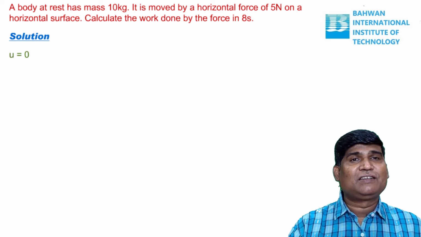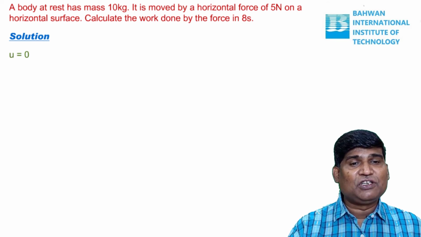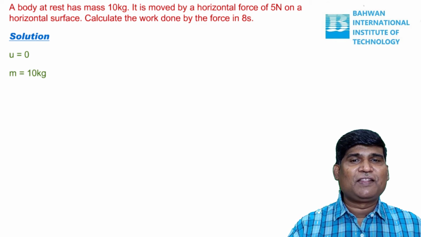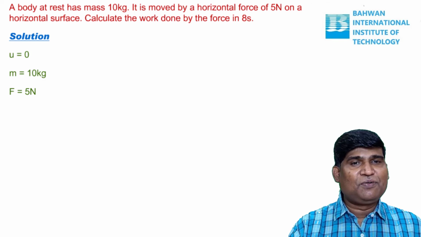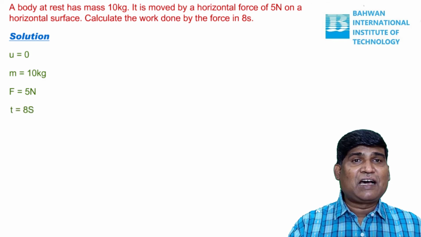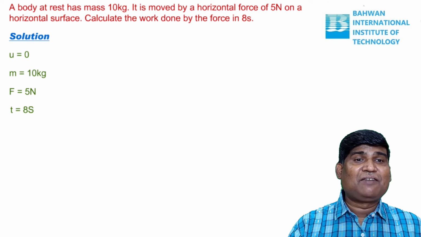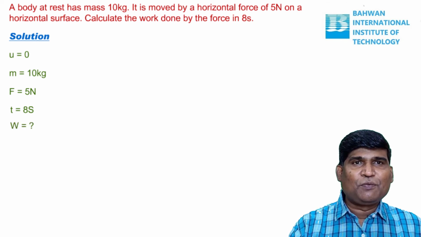They have given the body is at rest, therefore I am taking initial velocity u as 0. The mass of the body they have given is 10 kg, right? And the force applied on it is 5 Newton. And we know the time it traveled, that they have given, 8 seconds. Now they are asking to calculate work.